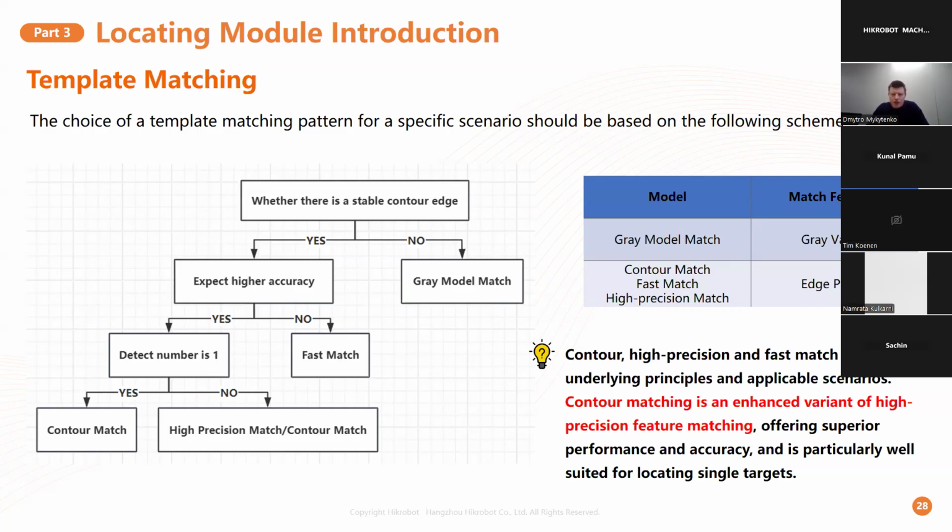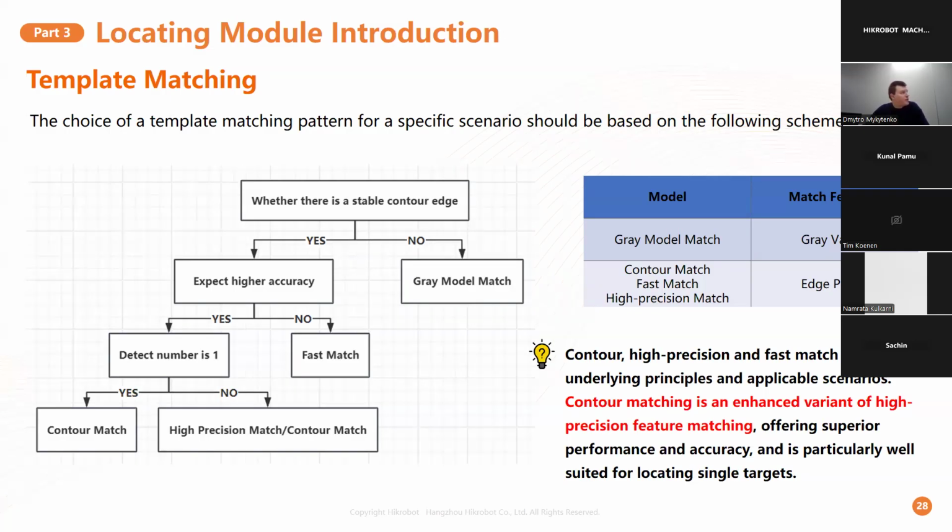Grayscale-based matching uses intensity distribution instead of edges, and it's suitable when contours are weak or unreliable across series of images, of course. Among these options, contour match offers a balanced combination of locating accuracy and matching efficiency. And it's therefore selected for this sample solution.